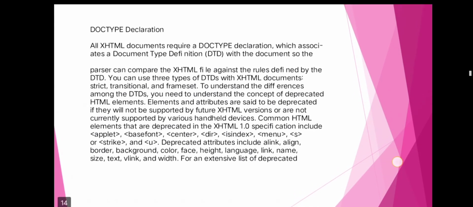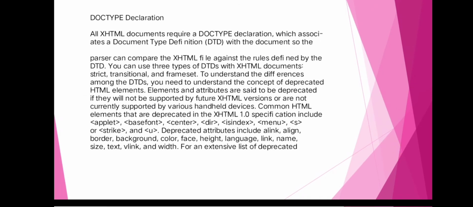Doc type declaration. All XHTML documents require a doc type declaration, which associates a document type definition, or DTD, with the document so the parser can compare the XHTML file against the rules defined by the DTD. You can use three types of DTDs with XHTML documents: strict, transitional, and frameset.